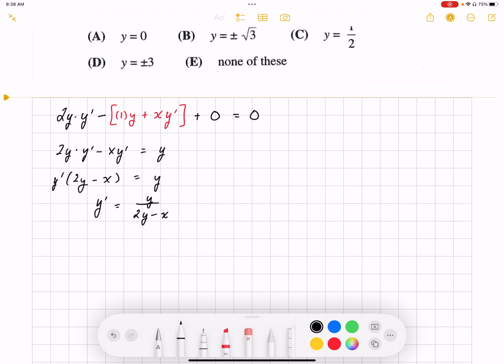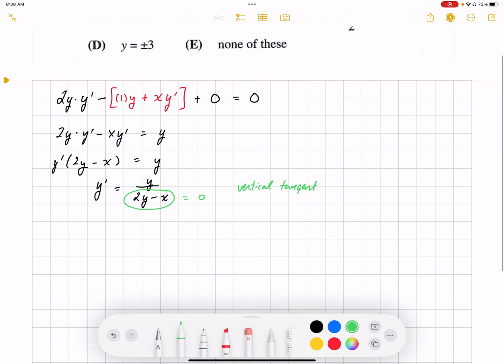Okay, so now we've generated the derivative. We need a vertical tangent. That means that this denominator must be equal to 0. So when I write this out, my equation I'm going to solve for is 2y minus x equals 0. Now, the problem with solving for this is that we have two variables. So to solve for two variables, we need a system of equations. So we have one equation. We need a second equation with x and y.